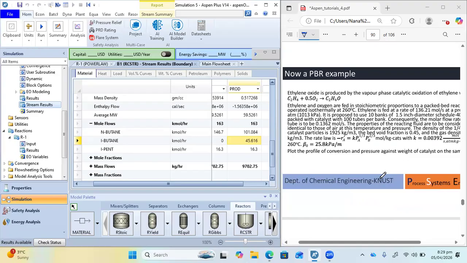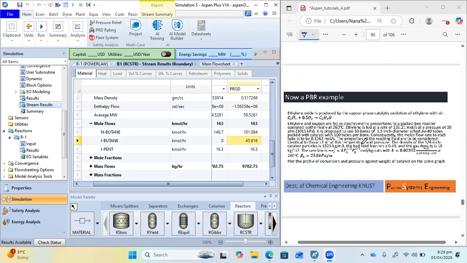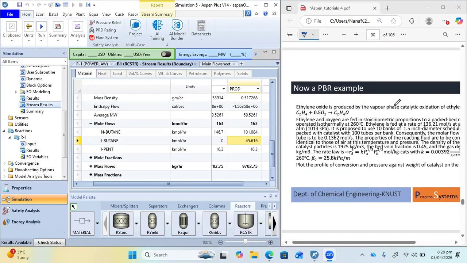So the other example we have is a packed bed reactor, and then we would have to account for a few things. This one is actually a very interesting question. I really like this one because you have to do a little bit of calculation here and there, some more fraction stuff and all of that. So I actually like this question a lot.